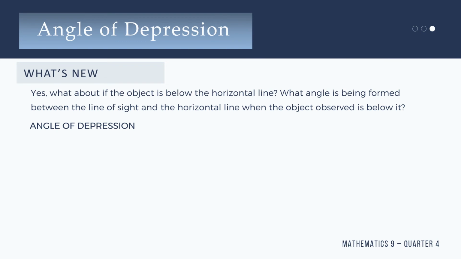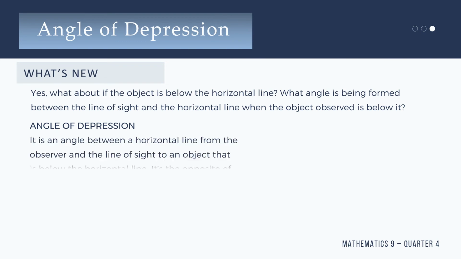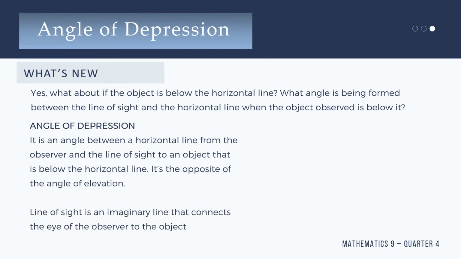So how do we define angle of depression? It is an angle between a horizontal line from the observer and the line of sight to an object that is below the horizontal line. It's the opposite of the angle of elevation. And the line of sight is an imaginary line that connects the eye of the observer to the object being observed. So how do we illustrate the angle of depression?